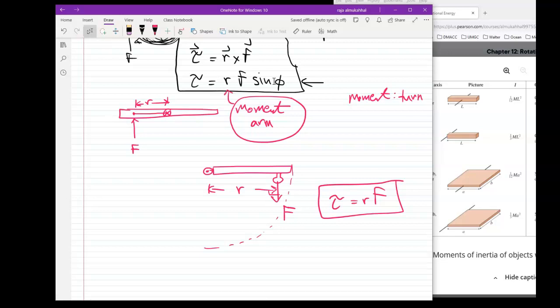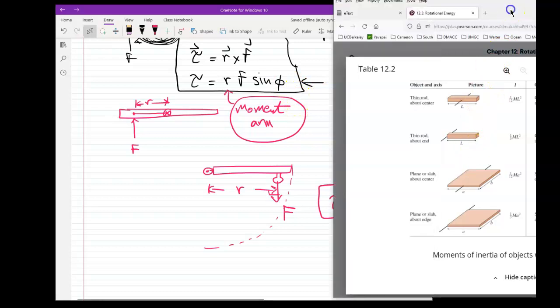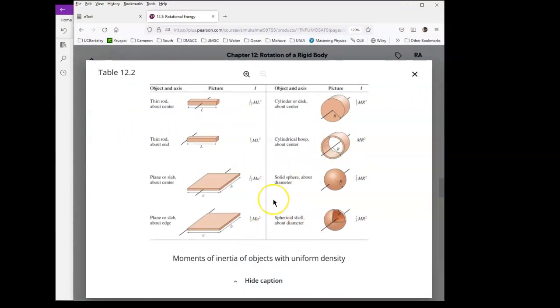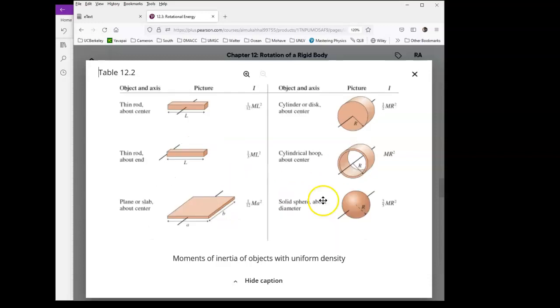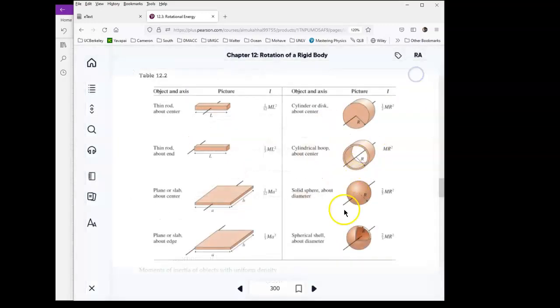Okay, good. Here's an example. I think this one is from the book, example 12.8. Let me go to it very quickly. 12.8. Page 305.